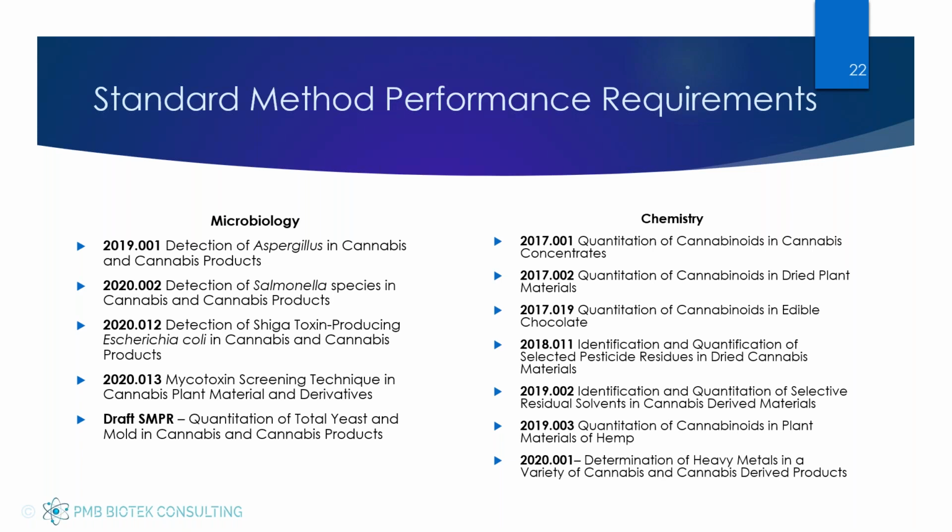Now on the chemistry side, we have quantitation of cannabinoids in several different commodities, and then pesticides, residual solvents, and heavy metals. And then I believe we have a moisture content SMPR that has been approved or is in a similar area with the total yeast and mold, where it will be approved soon. These lists are interesting. I'll develop slides, and sometimes within a couple weeks or a month, there are already updates to it.